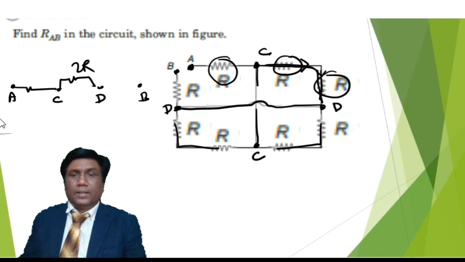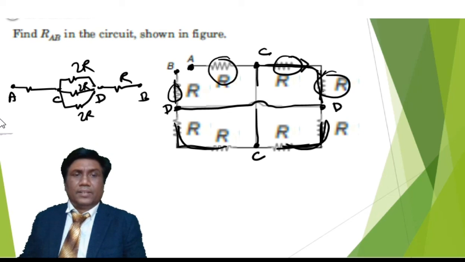Then again C to D, 2R. That is also 2R. Then from C to D again 2R. These all are parallel only. Then from D to B, 1 R is there, that is R. So this R and this combination and this all are in series.